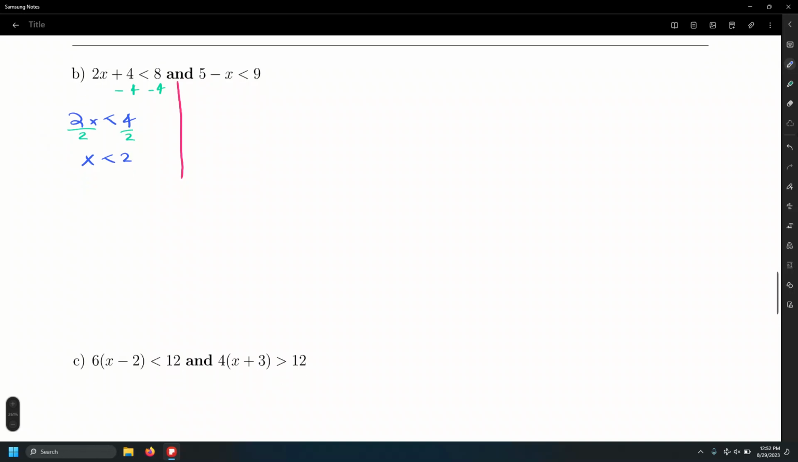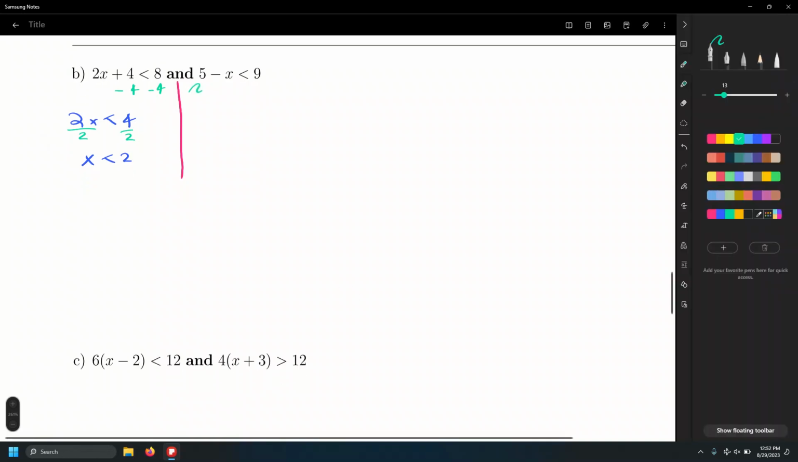So in this case, let's solve this inequality. Let's subtract 5 from both sides. And that's going to leave us with negative x less than 4. All right? And here we need to divide both sides by negative 1. But what happens to an inequality when we divide or multiply both sides by a negative? It flips, right? The inequality sign flips. So x becomes greater than negative 4. And these are the two solution sets that we are going to plot separately, and then we're going to overlap them to find their intersection.